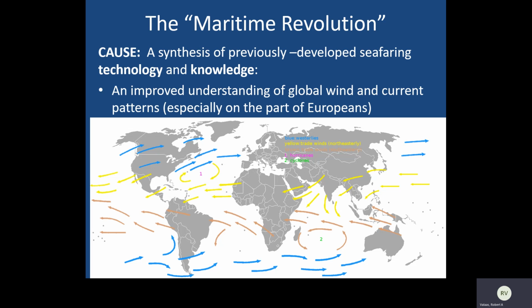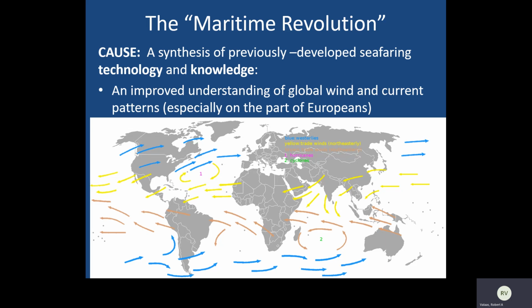That synthesis of previously developed seafaring technology and knowledge, the compass, the astrolabe, the lateen sails, the map making, with an improved understanding of global wind and current patterns, especially on the part of the Europeans. Those trade winds and westerlies, the westerlies in the middle latitudes, and the trade winds around the equator, blowing in opposite directions in most parts of the world, most parts of the globe, the Atlantic and the Pacific.